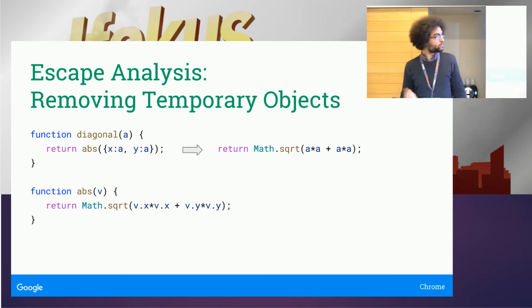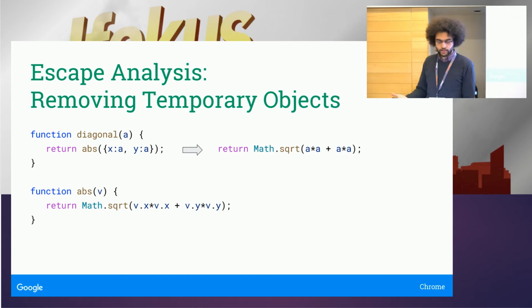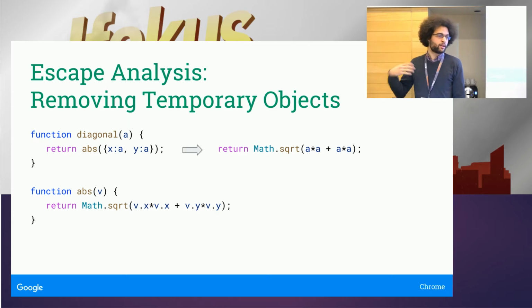Yeah, so in this example, this is JavaScript. Like a small program, you have an absolute value function which computes the absolute value of a vector, and now you might express the diagonal function using this absolute value function, and then you will allocate a temporary object. And of course, you didn't want that.